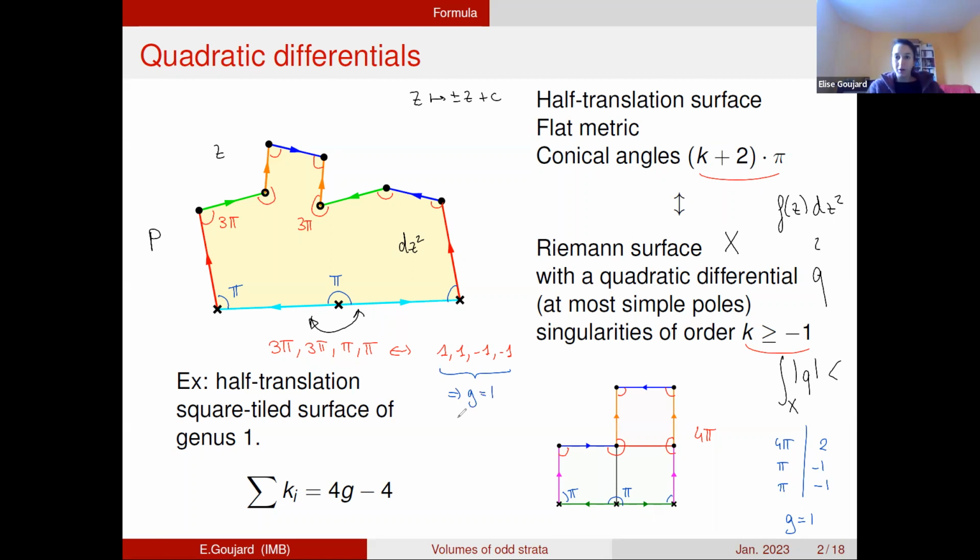Okay, so from now on, I will think of quadratic differentials as half translation surfaces, so polygons with identified sides, with translation and half turns. Okay, questions on this definition?